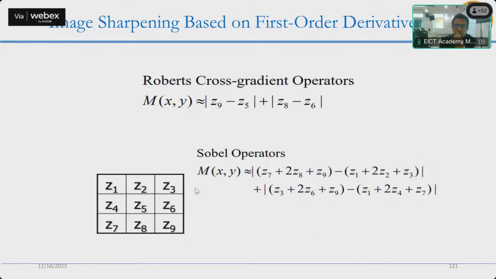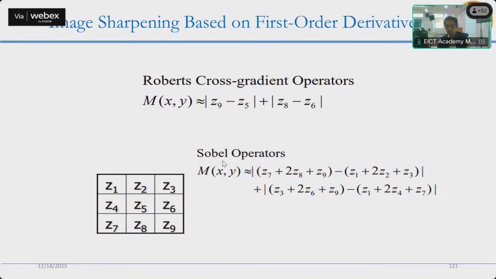What is this Roberts cross gradient operator? This is here, this Mxy. Basically it is the mod of Z9 minus Z5 plus the mod of Z8 minus Z6. Here it has been shown.